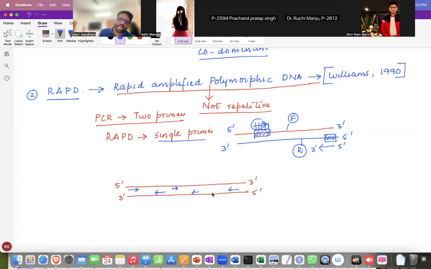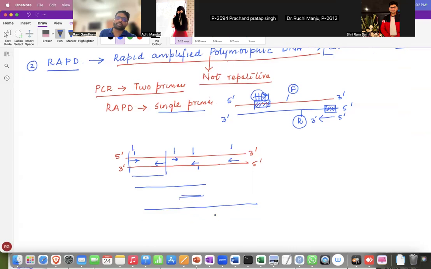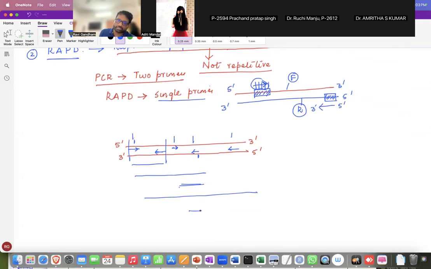Now, what are the different amplicons that you get? One amplicon is between these two. This is the amplicon. One amplicon can be between these two as well, so this is the amplicon size, second one. One amplicon can be between these two as well, you'll be getting this one. And one amplicon can be between this and this, as well as between this and this.